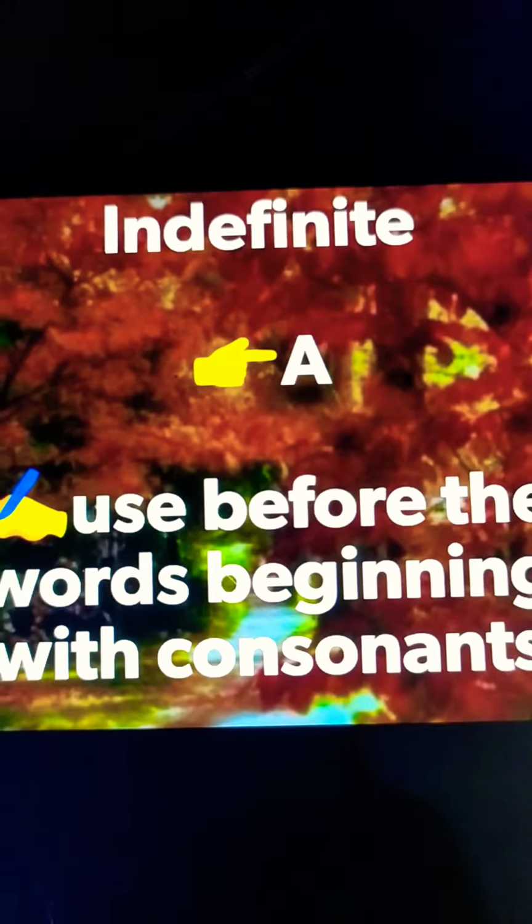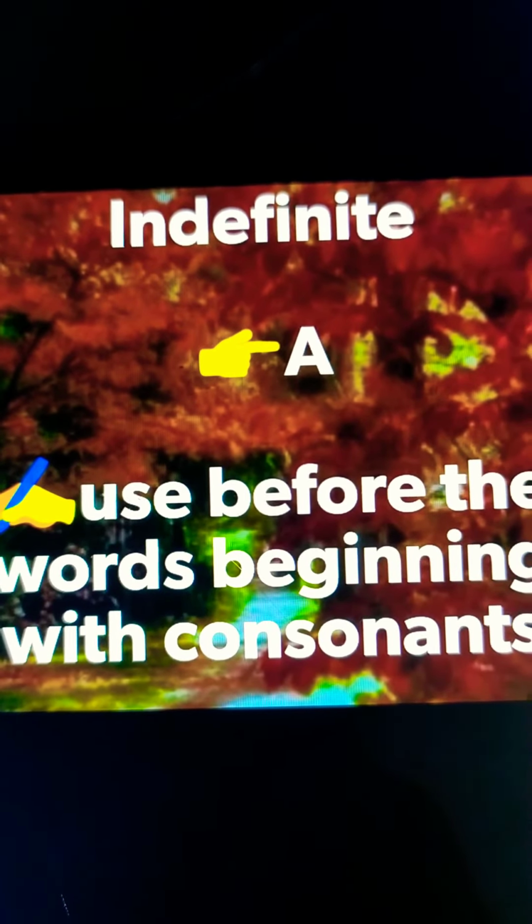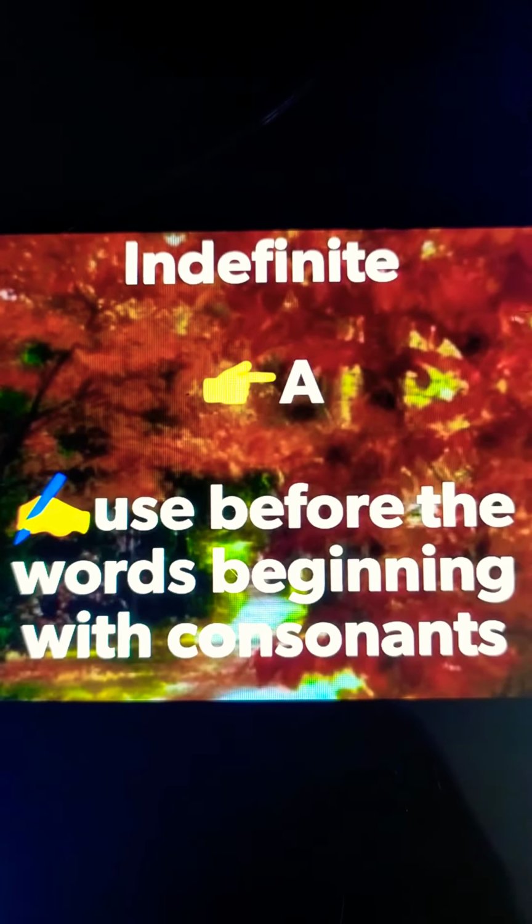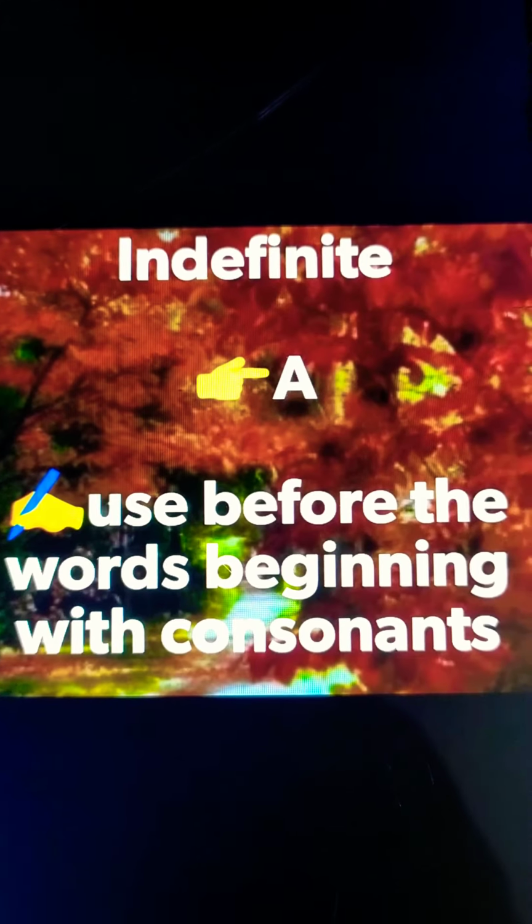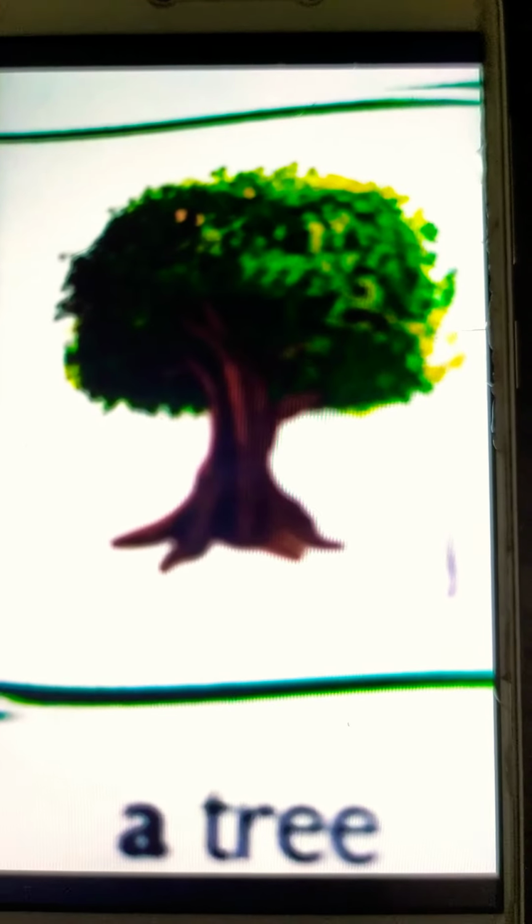Indefinite: a, an. A is used before words beginning with consonants. So we use a only before consonants, okay? A tree, a bell, a rabbit, a car.